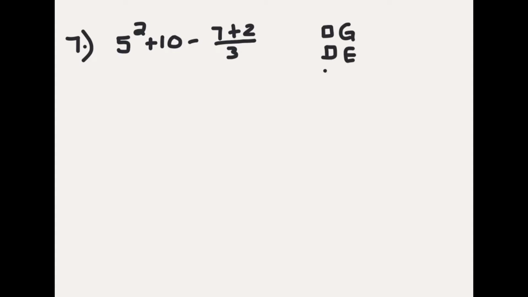So we have 5 to the second power, write this in your notes with me, plus 10 minus, on the top, 7 plus 2, divided by 3. So let's create our checklist. We have our grouping symbols. We're going to look for exponents, then M or D for multiplication or division. Remember, we work them from left to right. And then A or S, addition or subtraction, from left to right.